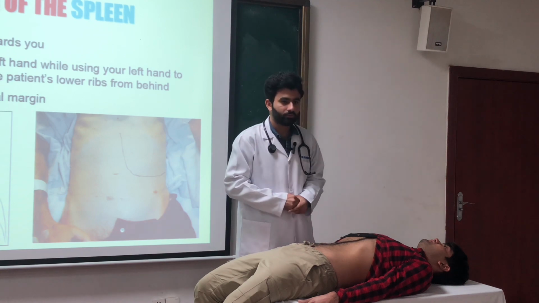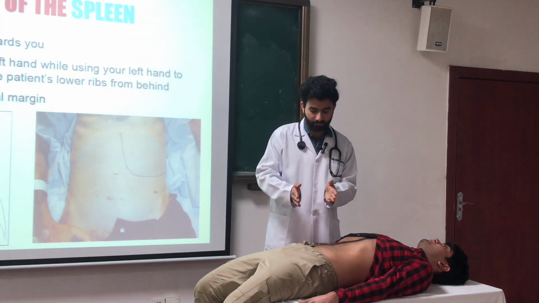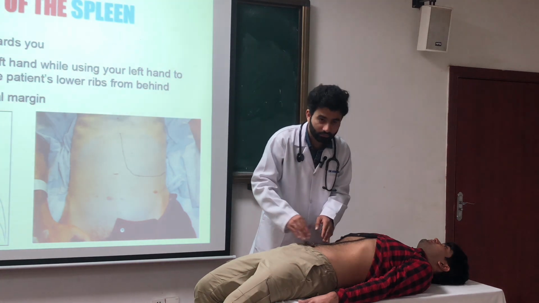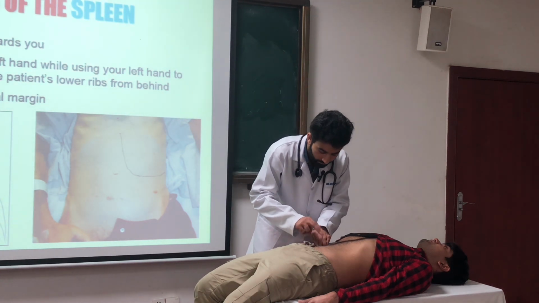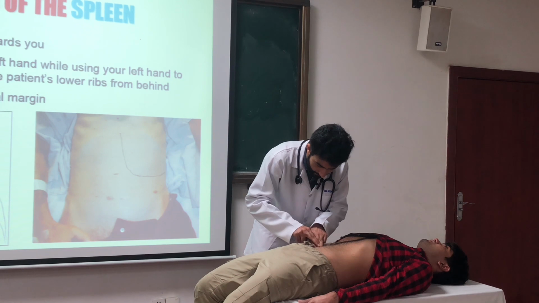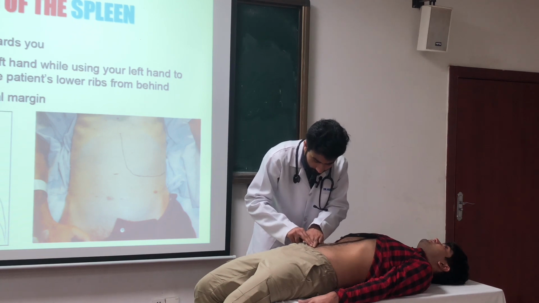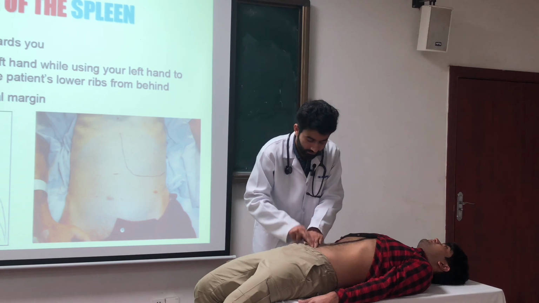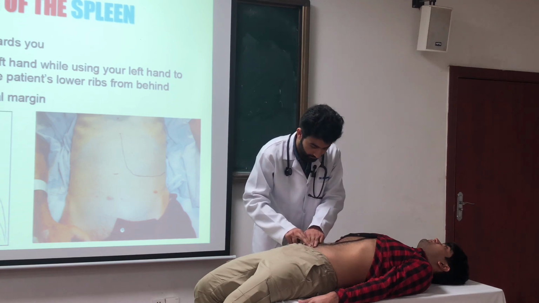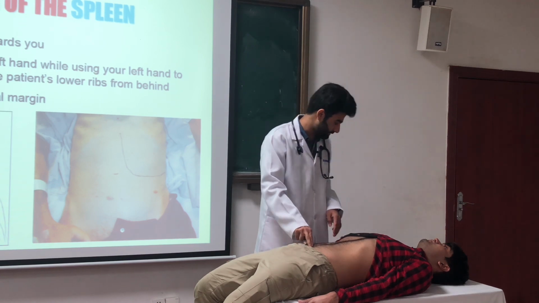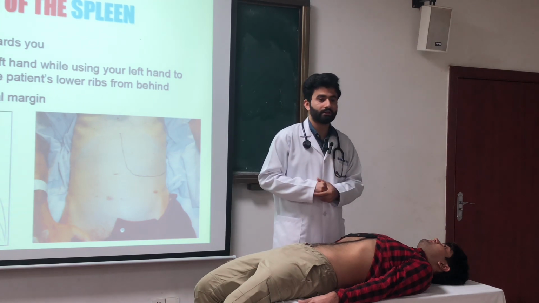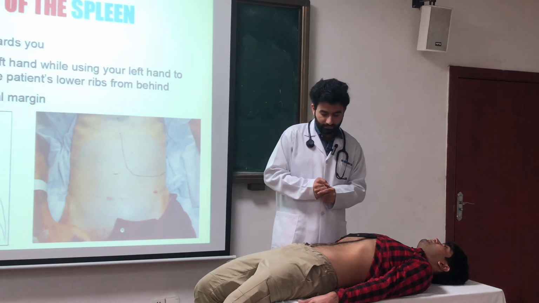So after that, we are going to look for the bladder, for the upper border of the bladder. We start from the umbilicus and we go down and we percuss here. And when there is no resonant sound and there is dullness, this is the upper border of the bladder. Here.